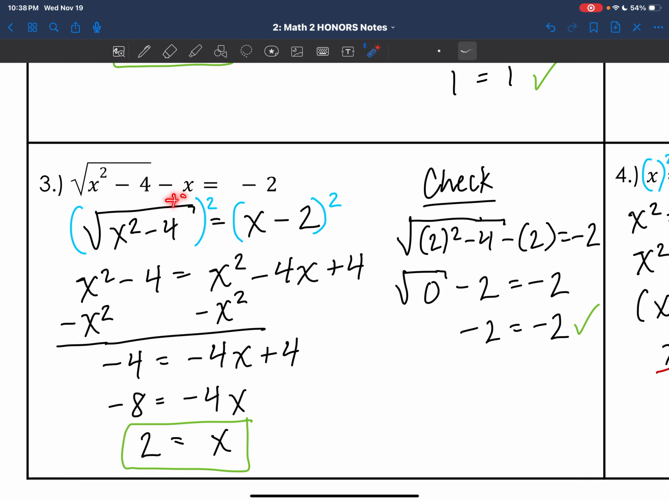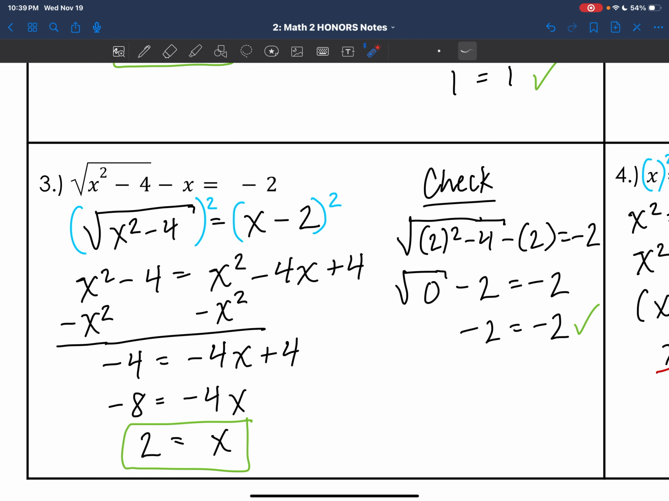So now that we've added x over here, we're going to get x minus 2, and then we are left with this part here, which is the square root of x squared minus 4. So now that the radical is isolated, we're going to square both sides, and you've got x squared minus 4 equals, now remember, this is really x minus 2 times x minus 2, so you need to distribute, and that's where I got my x squared minus 4x plus 4.